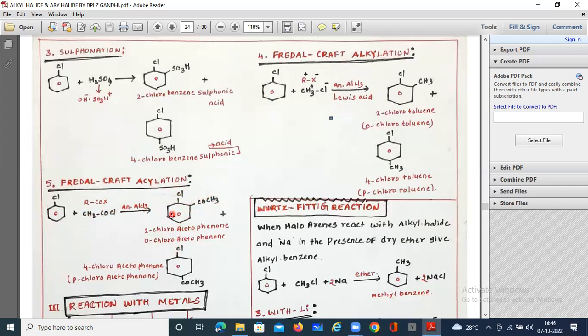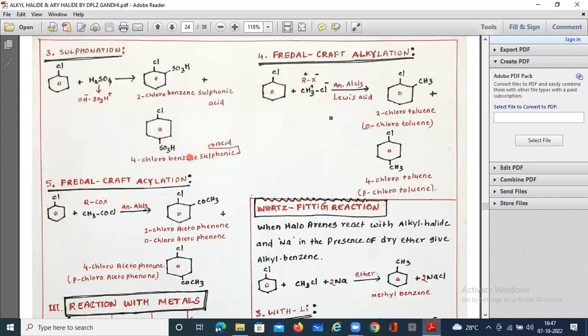2-chloro. This one should be known as what? Acetophenone. And this one, para-chloroacetophenone. Which one is major and minor? The para product is major, whereas the ortho product is minor. Clear? So this is about the second part.